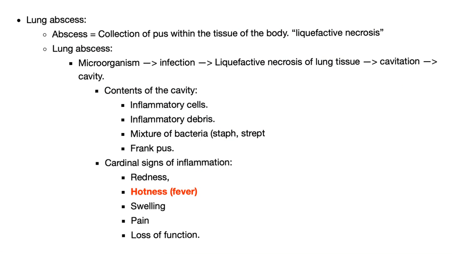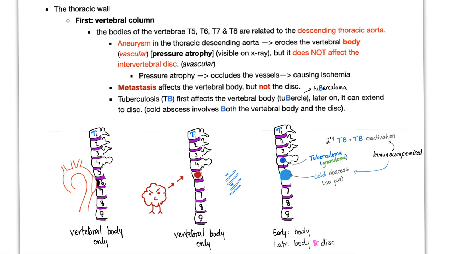Abscess in the lung is different. Why? Because the lung contains air. So you can get cavitation and liquefactive necrosis because the tissue is soft. Do not be shocked if the patient starts coughing up frank pus or sputum that has been tinged with some pus, and you see the cardinal signs of inflammation. One of them is fever. That's the hotness, baby.